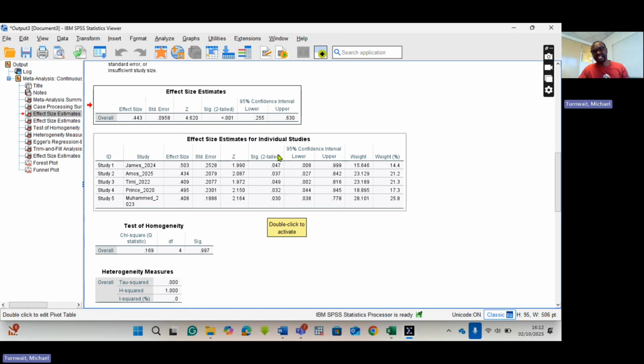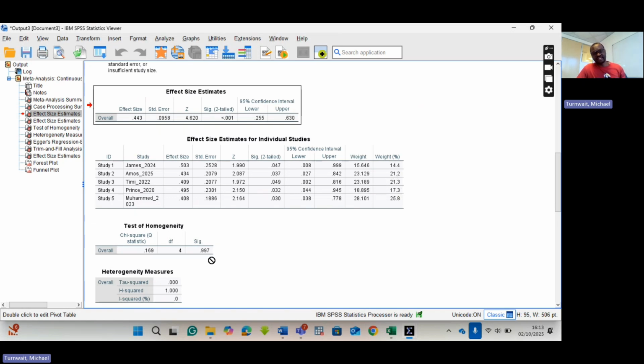This tells us the significance level. And if you see, all the studies which we included are less than 0.05 at their significance level, it simply means that they were all statistically significant because they are all less than 0.05. For example, 0.047. And then this is the confidence interval for each study, lower and upper, the weight for each study, and the weight percentage for each study after converting this into 100%.